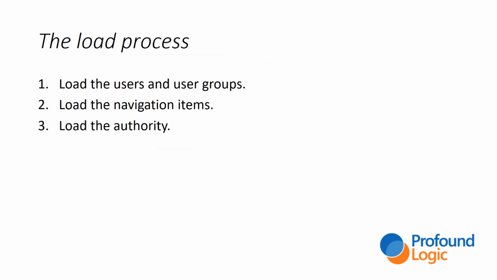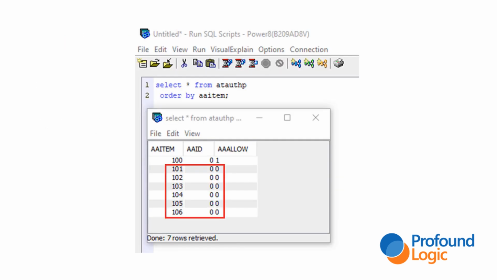The last step is to authorize the users to the navigation items. The users won't see the menus and menu items to which they are not authorized. Authorization is stored in file AT-AUTH-P. The load menus script added public authority to this file.